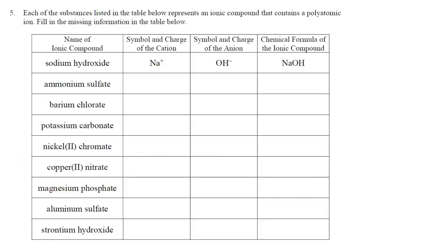Now, question 5, which is the last question in this ionic bonding practice quiz, is a little bit different than the other chemical formulas of the ionic compounds that we've seen so far in this video. That's because each of the substances listed in the table below represents an ionic compound that contains a polyatomic ion. So we still have to fill in the missing information in the table below, but some of you watching this video might say, what exactly is a polyatomic ion?